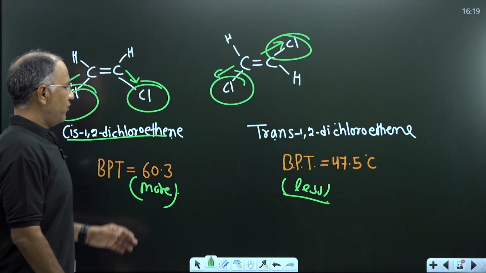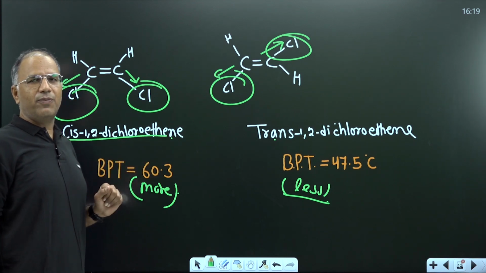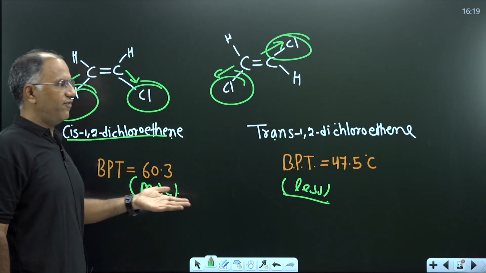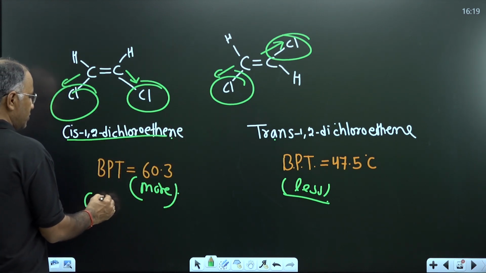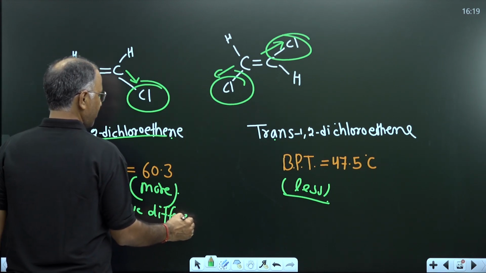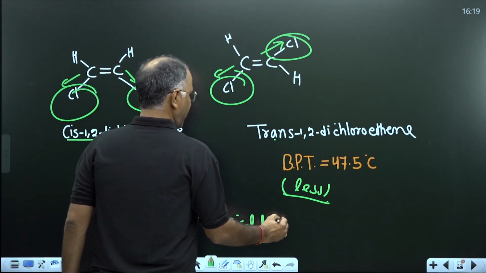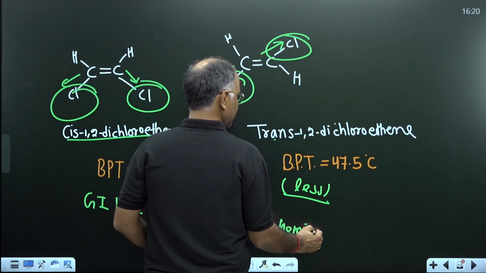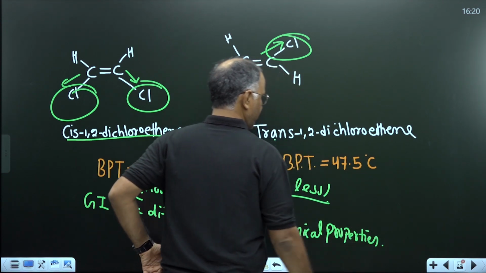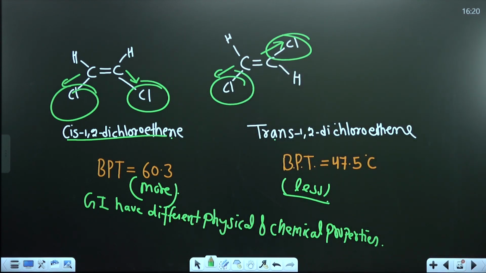What I want to explain is that cis and trans have different physical and chemical properties. Because of different dipoles, their boiling points are different and their stabilities are different. Now, what you have to write? Geometrical isomers have different physical and chemical properties. Geometrical isomers have different physical and chemical properties.